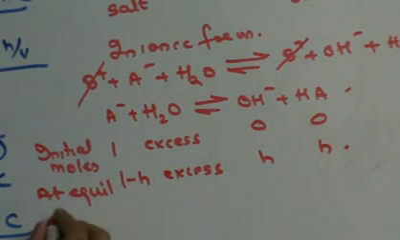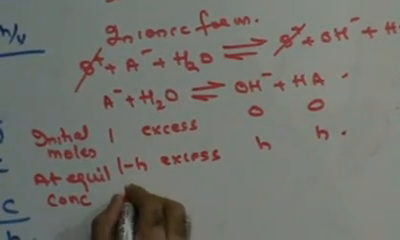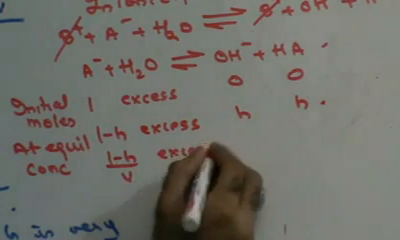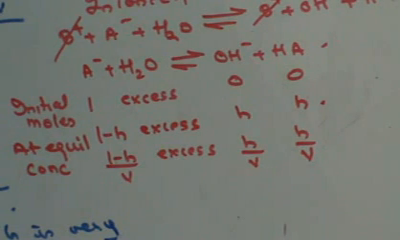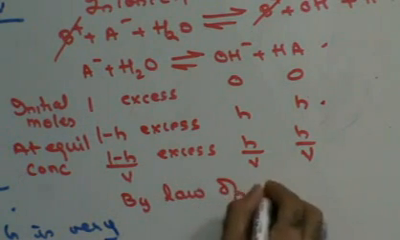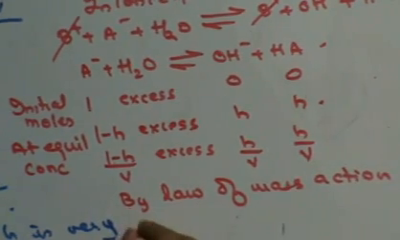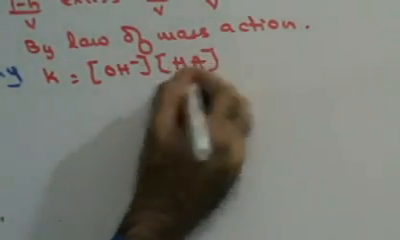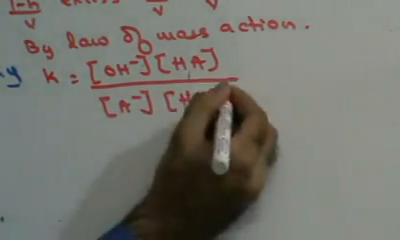Next, concentration. Concentration is nothing but moles per unit volume. So this is going to be 1 minus h divided by V, this is excess, this is h upon V, and this is h upon V. Now, if I apply the law of mass action, I can say K is equal to active mass of products upon active mass of reactants, A- into H2O.